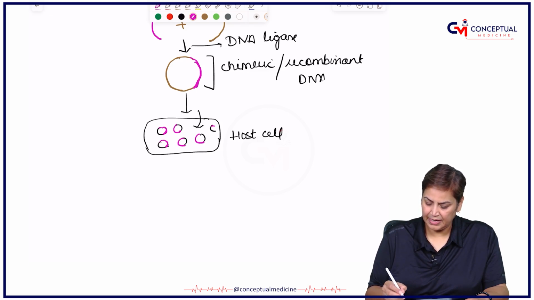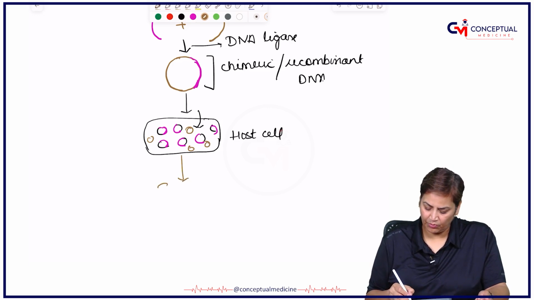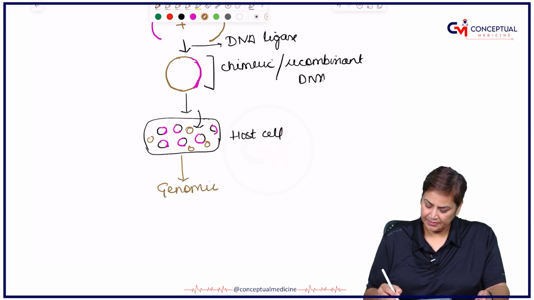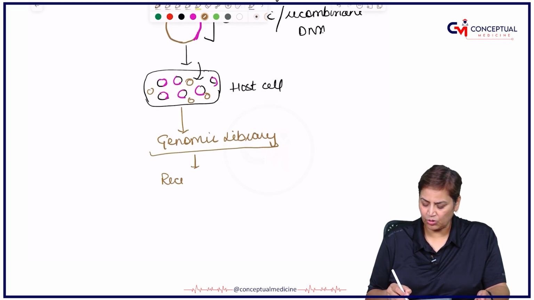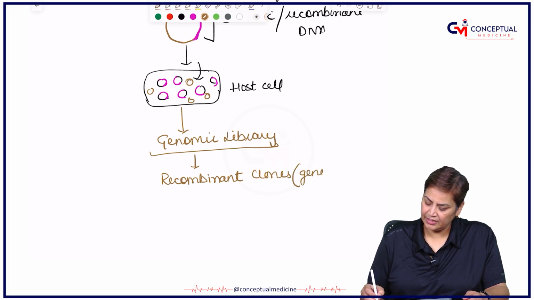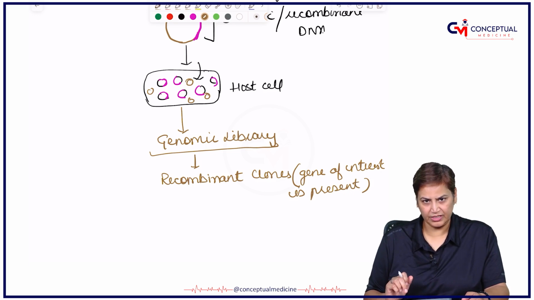Like this, or you can say like this. So we have to search for this, which becomes a genomic library, and from this genomic library we search the clones, or the recombinant clones, where our gene of interest is located, is present. Okay, so this is the entire set of procedure, right?